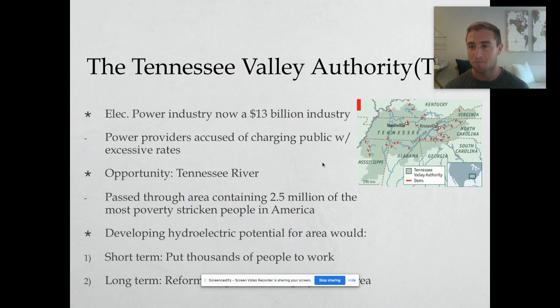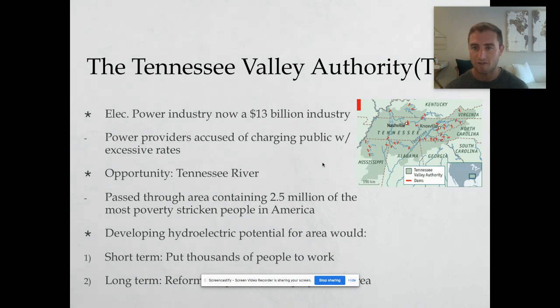The Tennessee Valley Authority. This is perhaps the most socialist aspect of the New Deal. We have one of the most poverty-stricken areas of the whole country in this Tennessee Valley that drains into Mississippi and Alabama and the northern part of Georgia. We have lots of people that are living there in poverty with very little access to electricity. And their power providers there, private companies, are charging a tremendous amount of money for these people, and these people can't afford it. And so FDR and the Democratic Congress sees an opportunity here.